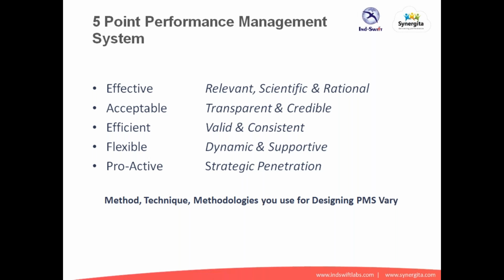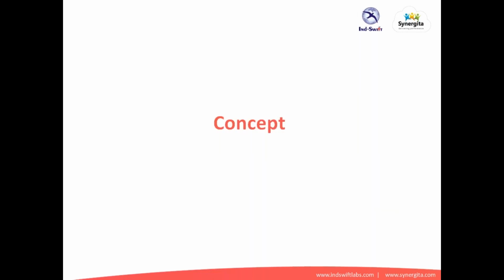After you have addressed these 5 points, you can pick up any method, technique, or methodology for designing your performance management system. Your methods may vary, your techniques may vary, your methodologies may vary, but these 5 points will be the same and universal across all organizations. This is a kind of needs study that you will be doing in your organization before picking up your method, technique, or methodology. After you do this, the second step is picking up a concept. Once you have cleared your design part, then you can move to pick up a concept.